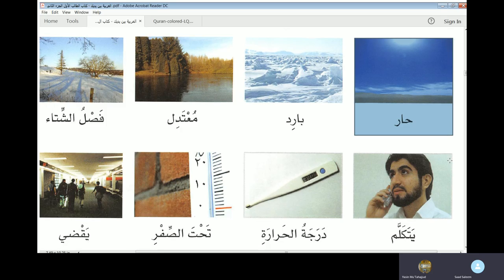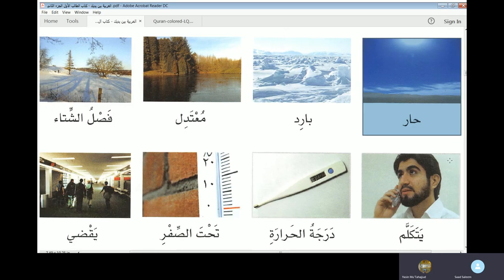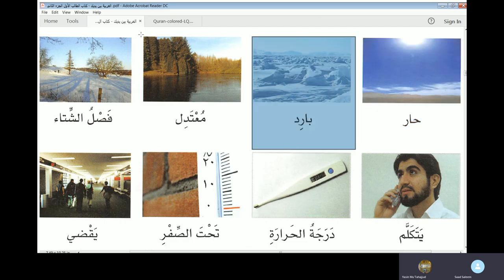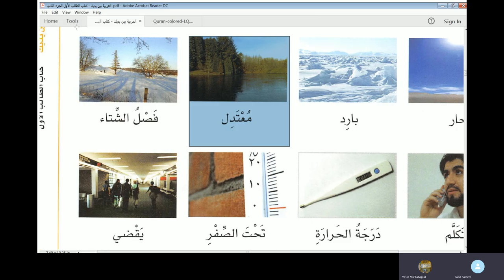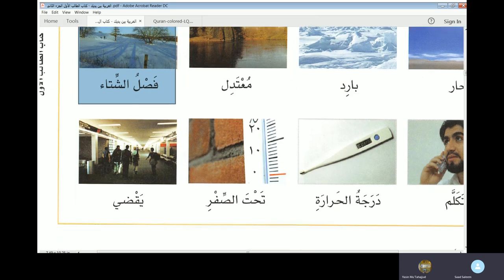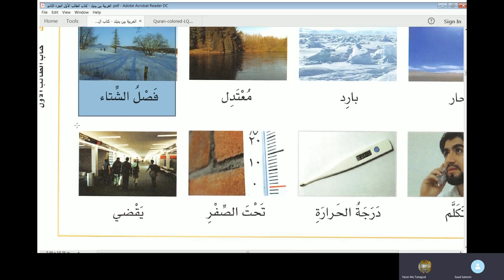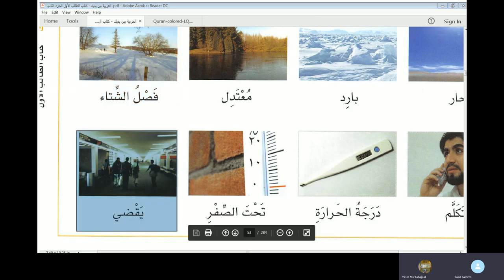Okay. So har is hot, barid is cold, mu'tadil is moderate, faslu shita is the winter season. Yaqdi, he stays, or he spends. He spends, he stays, okay.